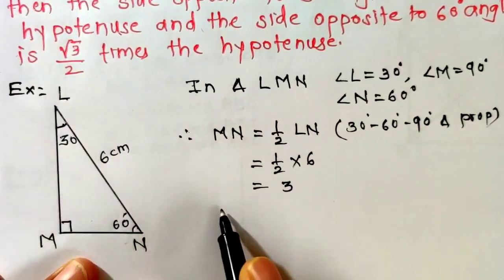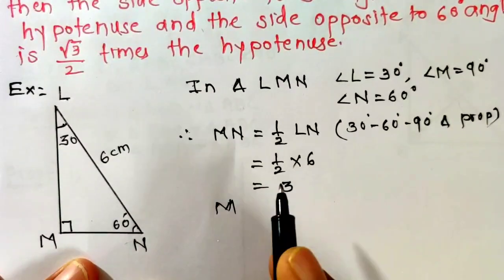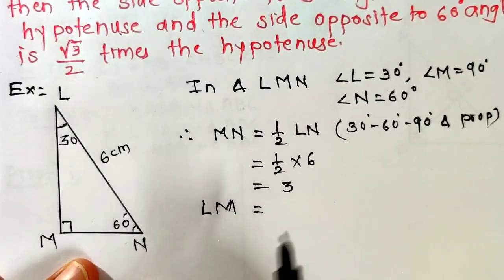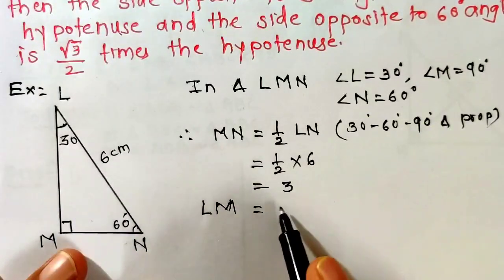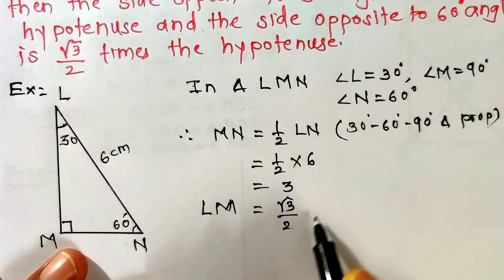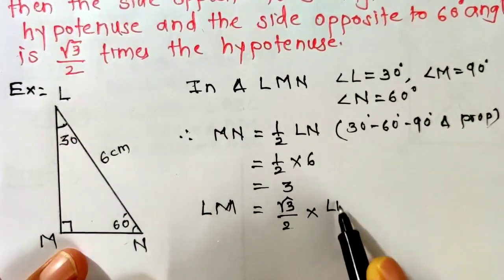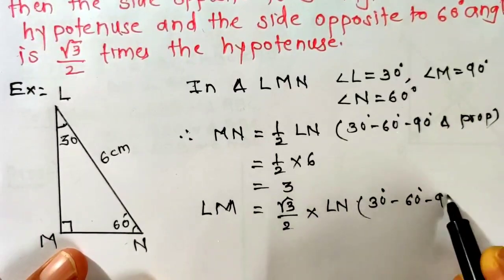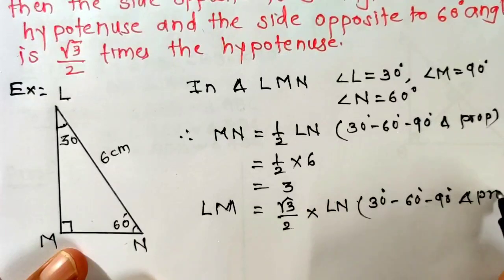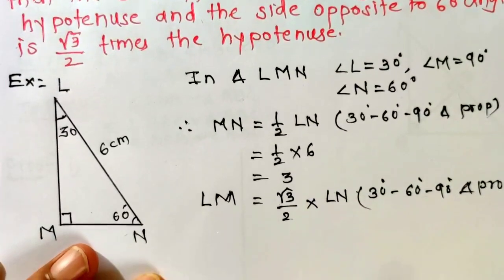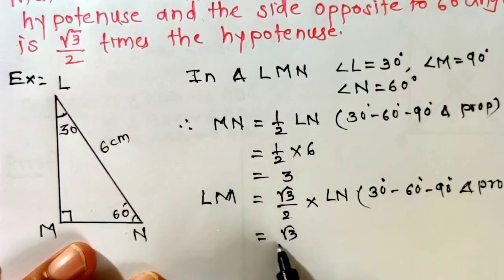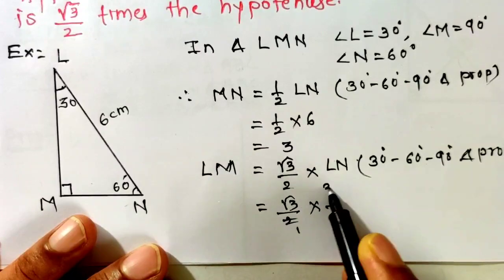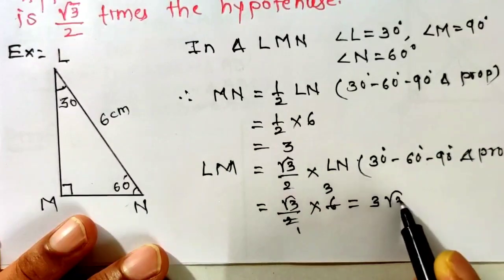And how will we get LM? LM is opposite to 60 degree. It is root 3 upon 2 times the hypotenuse, that is LN. Here again write which property is used: 30, 60, 90 triangle property. So the reason must be there, which property we are using. So root 3 upon 2 into LN, which is 6. So 3 twos are 6, so we get 3 root 3.